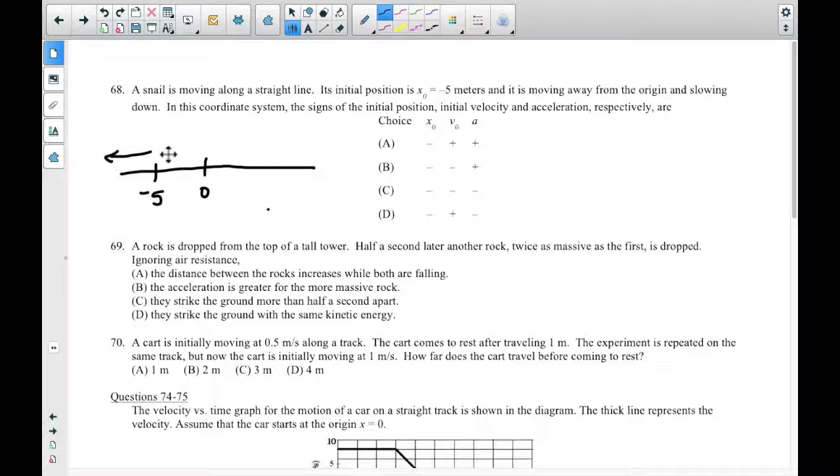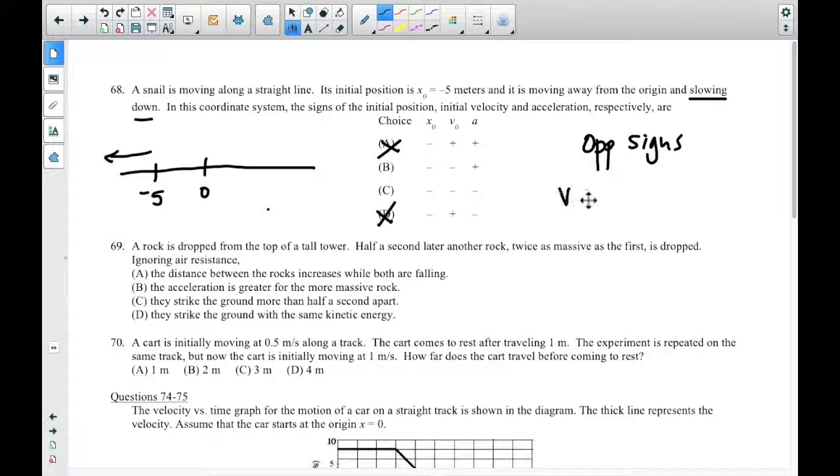All right, so here's the snail. It is moving in the opposite direction. So it's moving in the negative direction. Because it's moving in the negative direction, its velocity is also negative. However, if it is slowing down, remember we have opposite signs.